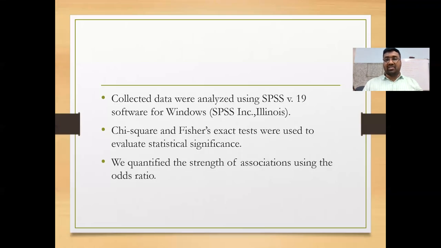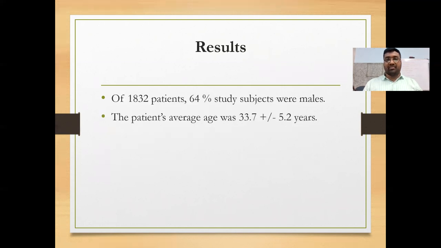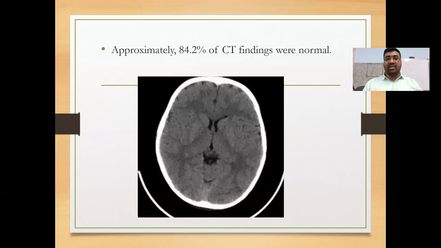Collected data were analyzed using SPSS version 19 software for Windows. Chi-square and Fisher's exact tests were used to evaluate the statistical significance. We quantified the strength of association using the odds ratio. Results. Of 1832 patients, 64% study subjects were male. The patients' average age was 33.7 plus minus 5.2 years.